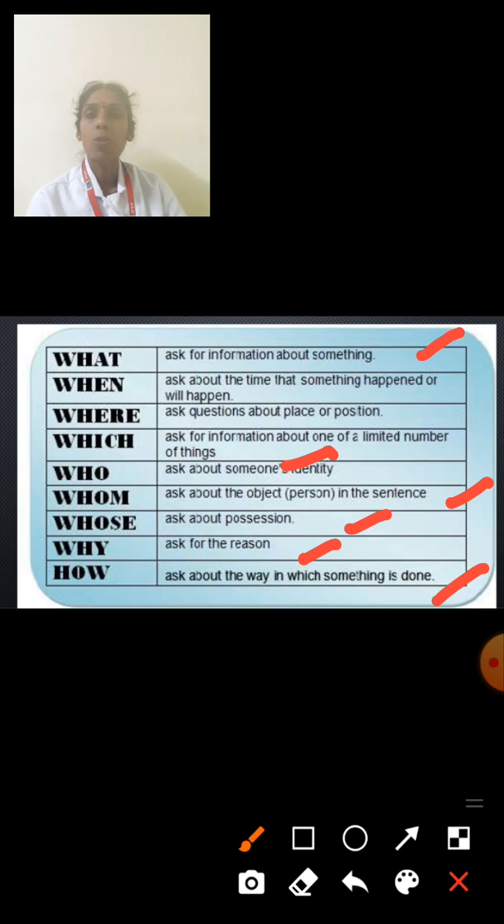Who: to ask about someone's identity, we use who. Whom: to ask about the object person in a sentence, we use whom. Whose: to ask about possession. Why: to ask for the reason. How: to ask about the way in which something is done. With the help of these, we can easily frame WH questions. Next one.